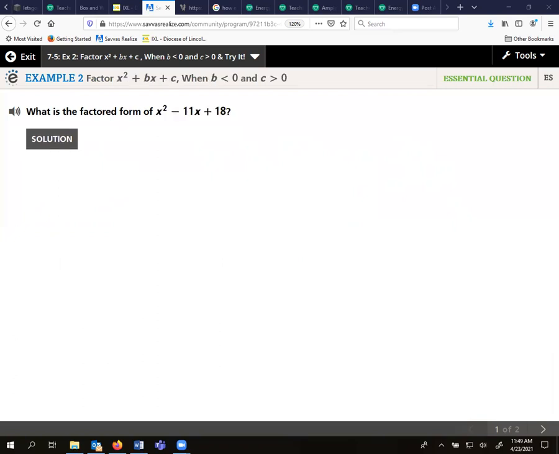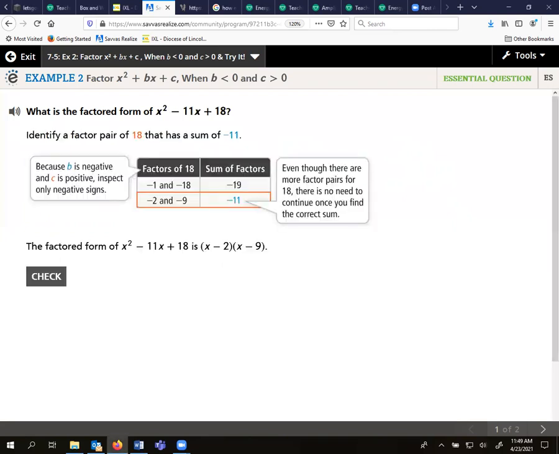Okay, here we have a trinomial, x squared minus 11x plus 18. How does this trinomial differ than the ones we just did? There's a negative in the middle. Okay, let's see how it changes how we solve it.